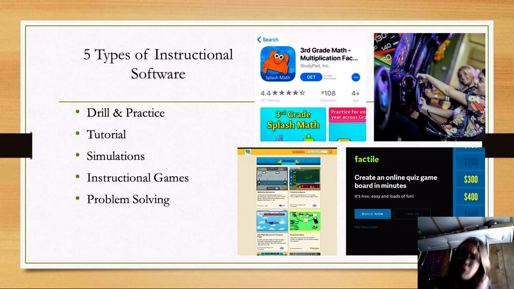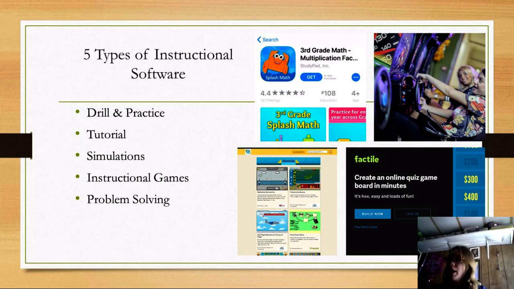Some different simulations would be like iCivics. You're learning about the whole process of civics and voting and all that in general, which can be kind of hard for students to picture when they're just receiving directed instruction about the concept.